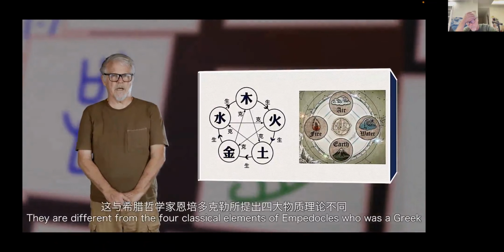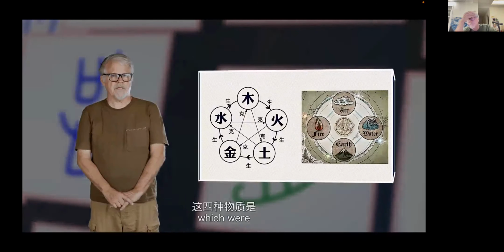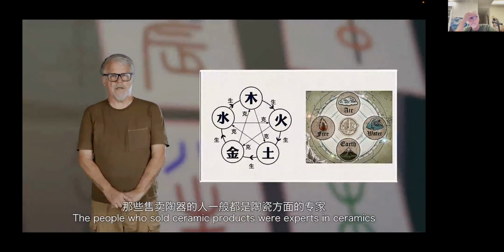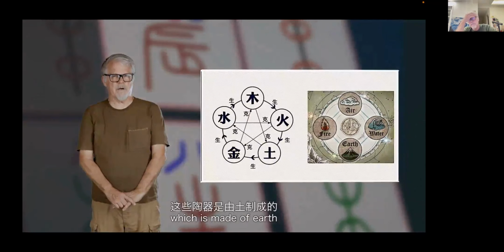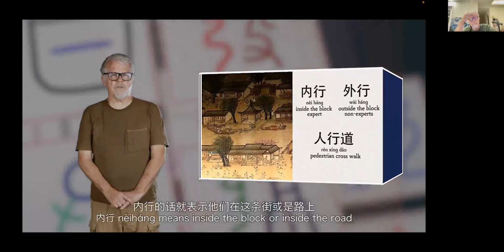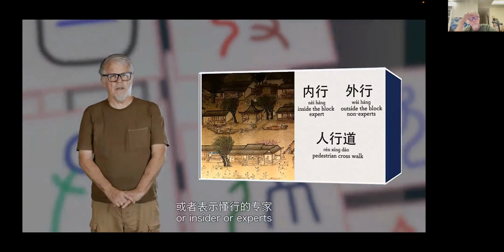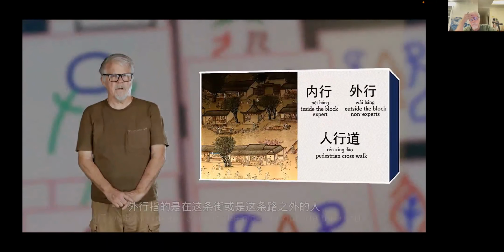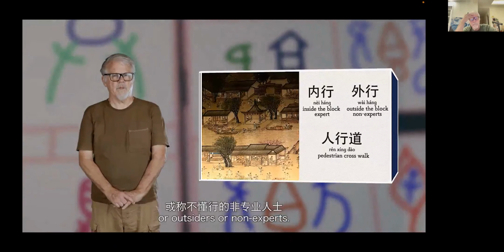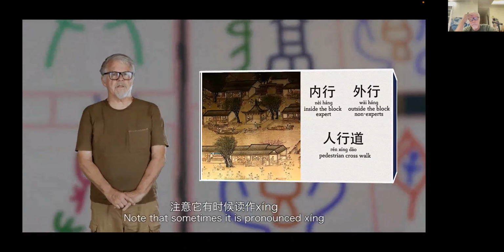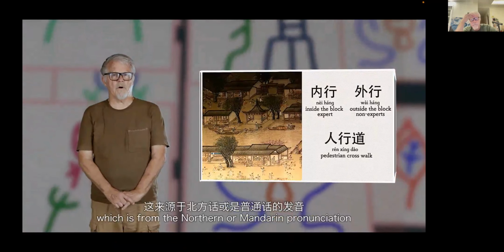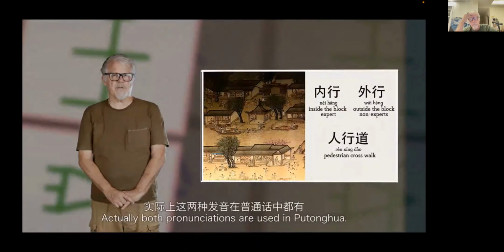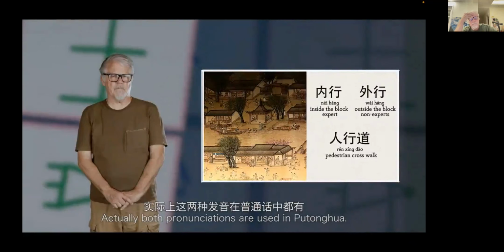There are classical elements of Empedocles, who was a Greek. His 4 elements were earth, air, fire, and water. The people who sold ceramic products were experts in ceramics, which is made from earth. The people from that street were called Neihang, which means insiders or inside that street, or actually it means experts. Waihang means people from some other street or outside the street, or people who don't know about that type of expertise, non-experts. Note that sometimes it is pronounced Xing, which is from the northern or Mandarin pronunciation, and sometimes it is pronounced Hang, which is from the southern or Cantonese pronunciation. Actually, both pronunciations are used in Putonghua.